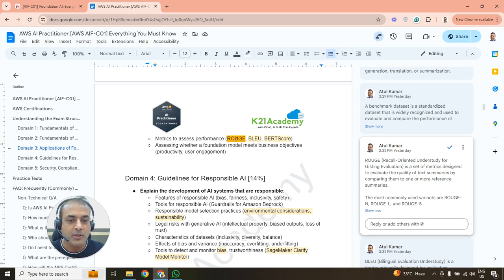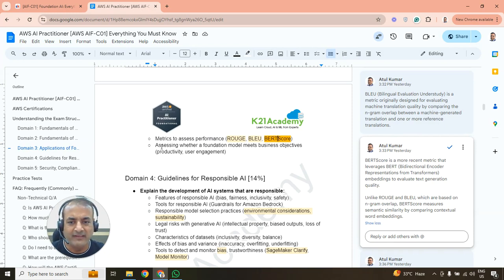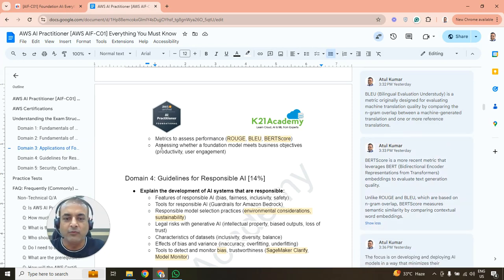So there's ROUGE, BLEU, BERTScore, and so on. We'll be covering all these things as we move forward inside this. Also, assessing whether a foundation model meets the business need. I think the biggest challenge I see when we're implementing for businesses is that they're implementing but not understanding what the ROI is. So make sure that whatever foundation model you pick is meeting that business objective as well, for user engagement, for productivity, and so on. So that's domain 3.